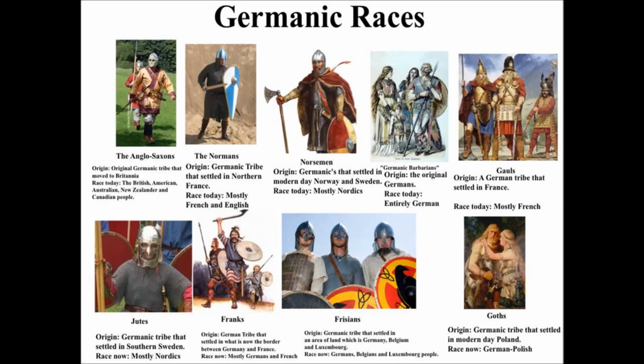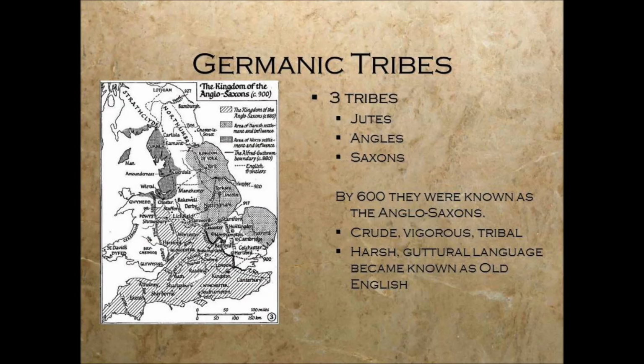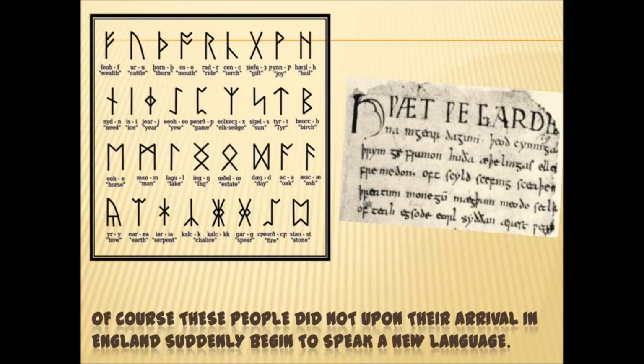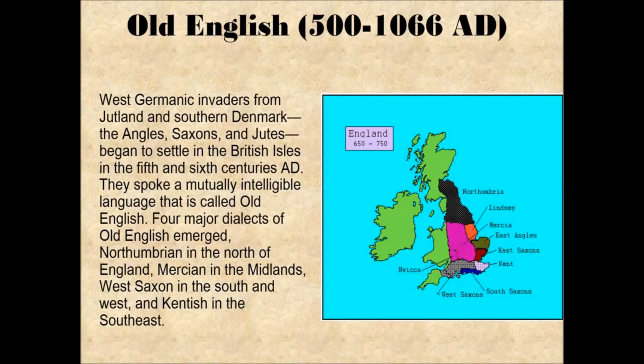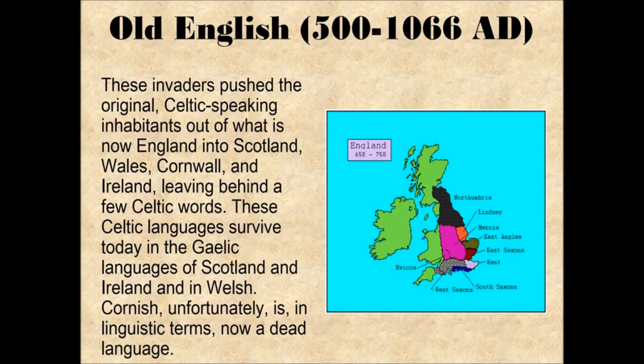These are the Germanic tribes of Angles, Saxons, and Jutes, as imagined by the artist. And here are some of the Germanic races of contemporary Britain: Anglo-Saxons, Normans, Norsemen, Gauls, Frisians, Franks, and Jutes. So, the Old English language is basically the language of the Germanic invaders from Jutland and southern Denmark. As I have already mentioned, they are known as the Angles, Saxons, and Jutes.